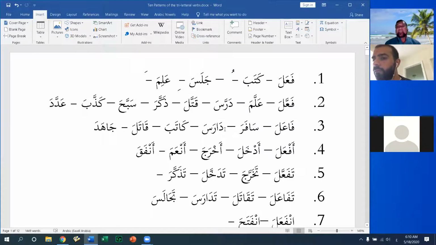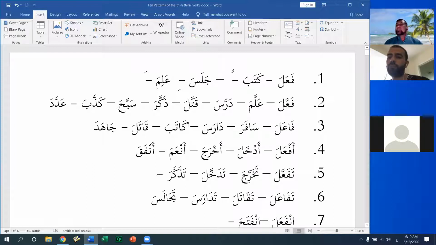But darasa, darasa Jibrilu Rasulullah sallallahu alayhi wa sallam al-Qur'an kulla Ramadan. That Jibril alayhi salam studied Quran with Rasulullah sallallahu alayhi wa sallam every Ramadan. So darasa means 2 people are studying together. So that's what this pattern generally is used for.